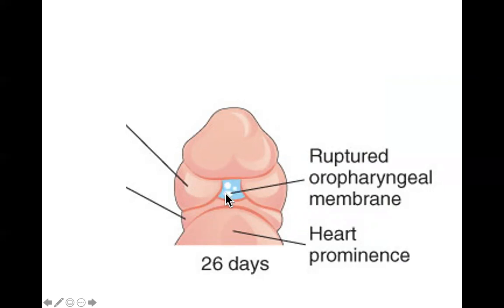Now this is a diagram at about 26 days, which is roughly when the oropharyngeal membrane begins to rupture. You can see they put little holes in it, right? And when this happens, the gut tube comes into communication with the amniotic cavity.